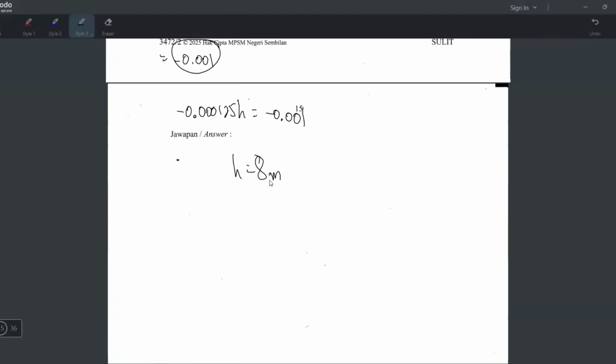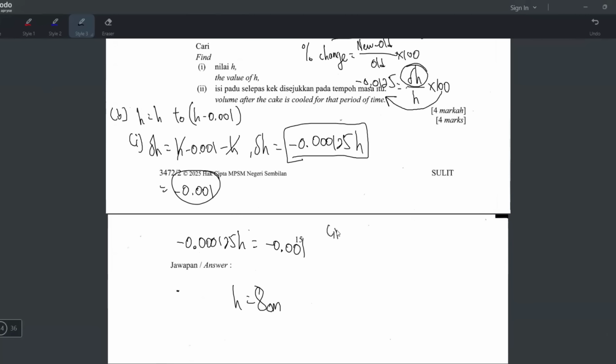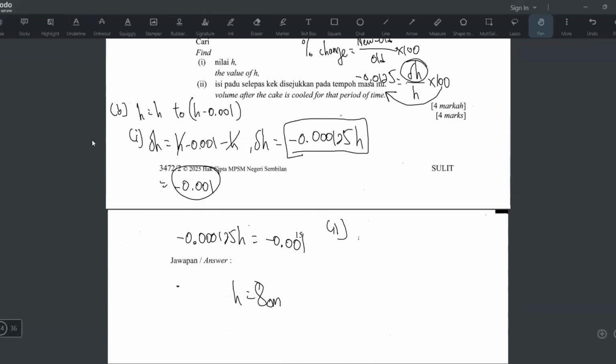Alright, so now we can do number 2. Find the volume after the cake is cooled for that period of time. Volume after cooling means you are finding the V new, the new volume. But in order to find the new volume, you have to use this special formula: V new equals V old plus delta V. That's the formula to find the new value. And why I leave an empty space is because I know I don't have the delta V. But it's okay. We can use the small change formula later. Remember this one?